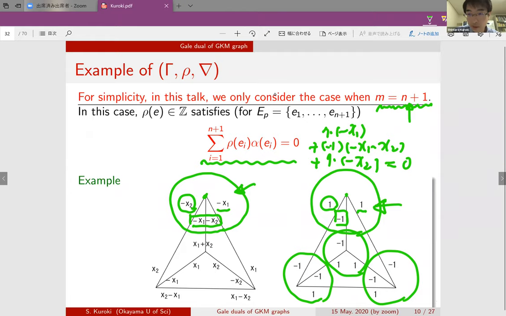Can I also ask a question? Okay. Shintaro, do you also consider a connection on this Gale dual graph? Yes. And is it the same, or what is it? Yes, it's the same as with an axial function, with a GKM graph.